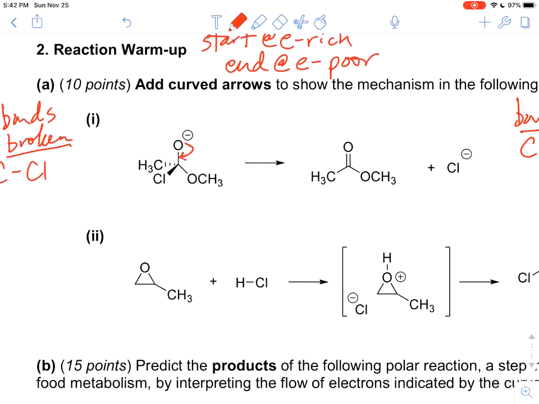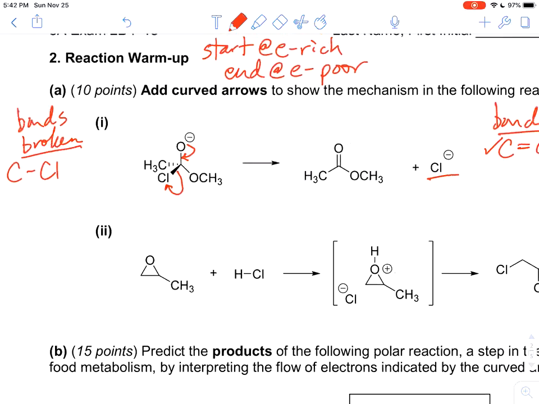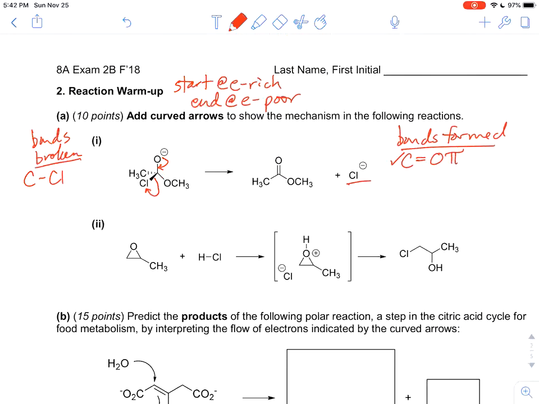I'll zoom in on this so we can see real well that we're going to start at the oxygen lone pair and kick those electrons down to the pi bond. Check. And then too many bonds around carbon, so we're going to kick these electrons starting at the bond and end at the chlorine, and that explains why this chlorine has a negative charge. So that does it for the first part. We'll do the same thing for part 2.